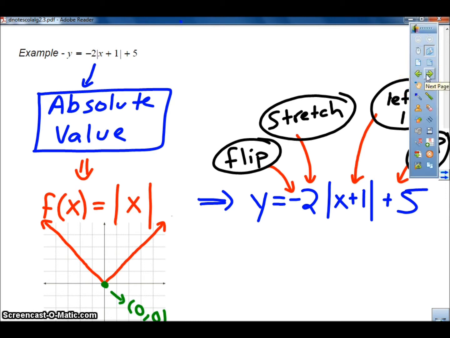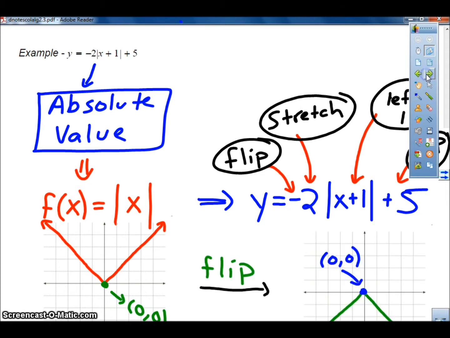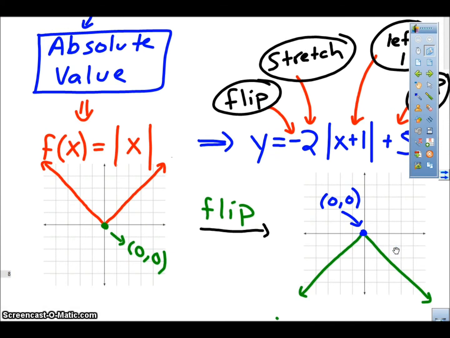All right, so we need to apply all those changes to our basic graph, our basic V shape, but we have to apply them in a careful order so that we make sure we get the graph correct. The first thing we will do is flip the graph over. That is the first transformation that we want to apply. Flip it over first and just do that. All right, so when we flip it over, we get a V shape, but it's upside down. We still have this point that's at 0, 0, so keep track of that point. Even after you flip it over, that point still stays at 0, 0.